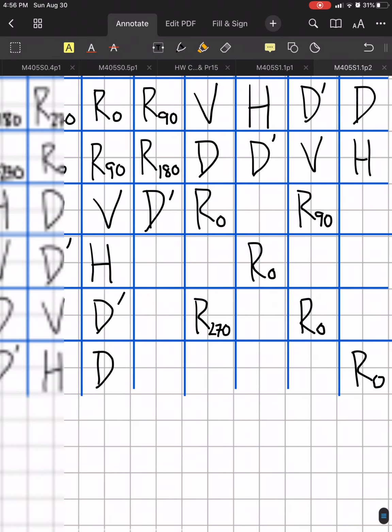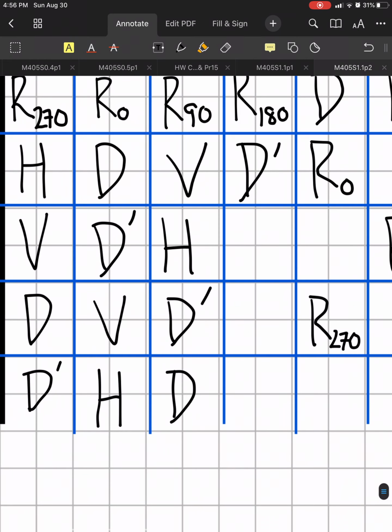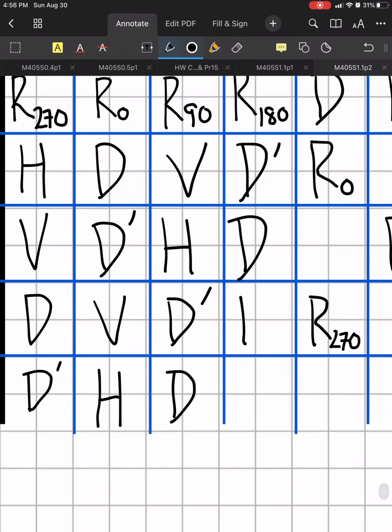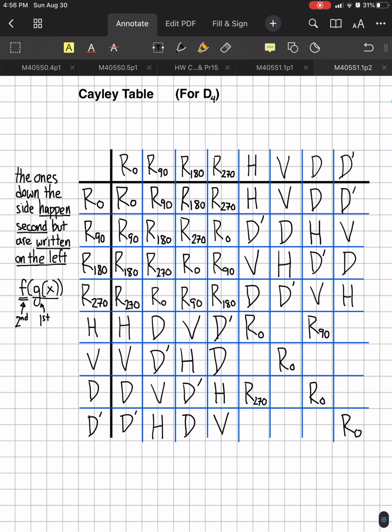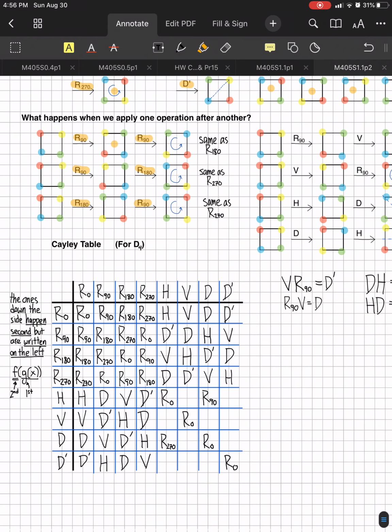And down here, that one has to be a D. That one has to be an H. That one has to be a V. So we're almost done. We just got to do probably one or two more things in the lower right-hand corner.